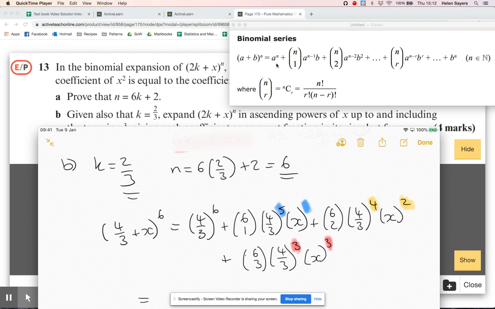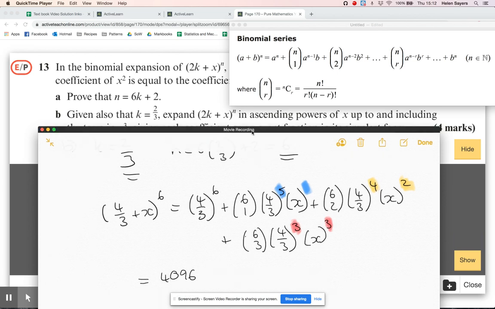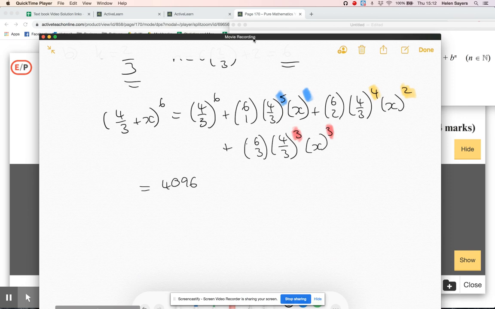So the first term hopefully is all right. That's just 4/3 and then to the power of 6. So 4096 over 729. That is just that term there. Okay, and then careful with the next one. So it's 6 choose 1, so that's just going to be 6 times 4/3 to the power of 5. So I'm getting that as 2048 over 81.